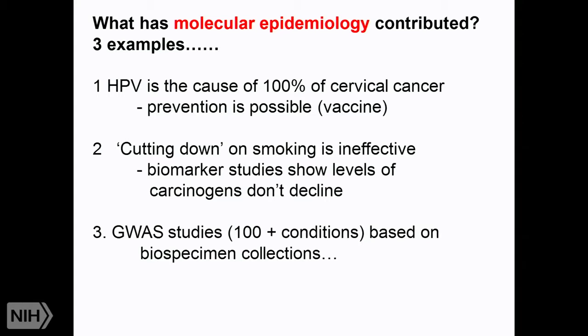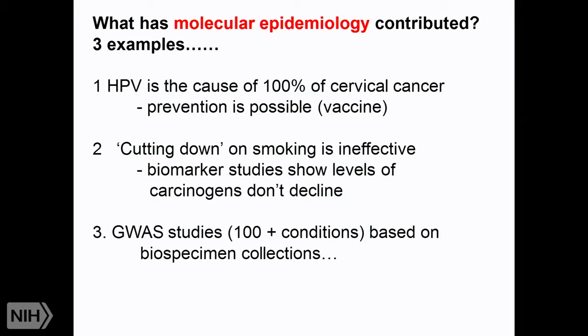So what has molecular epidemiology contributed? For example, we understand, in part based on biomarker studies, that HPV is the cause of 100% of cervical cancer, and that prevention is therefore possible with the vaccine. We understand that cutting down on smoking is ineffective in reducing the rate of cancer because you compensate by the manner in which you inhale. And so biomarker studies show that levels of carcinogens don't decline. And GWAS studies have been performed for hundreds of conditions based on biomarker studies.